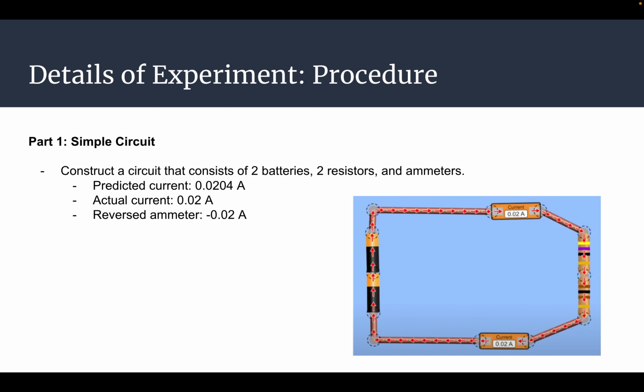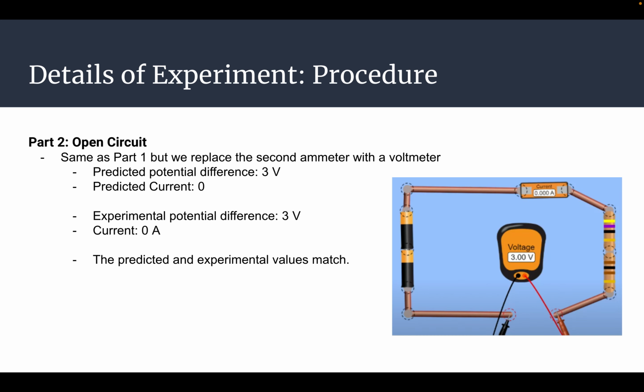Part 1. A simple circuit. Construct a circuit that consists of two batteries, two resistors, and ammeters. The predicted current is 0.0204 A, the actual current was 0.02 A, and the reversed ammeter read negative 0.02 A. Part 2. Open circuit. Same as the one in part 1, but we replace the second ammeter with a voltmeter. The predicted and experimental values match.